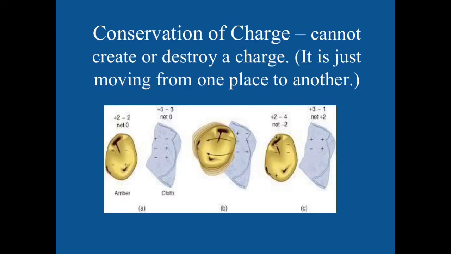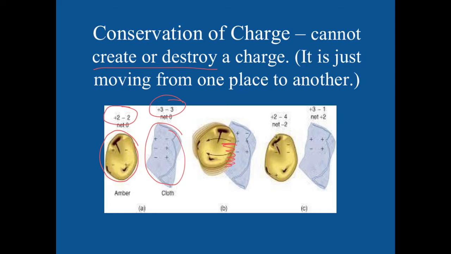Now, just like in chemistry, there's the conservation of matter, we have the conservation of charge, meaning charge is never created or destroyed. It's just simply shifting from one object to another. If you rub amber, which is an old-fashioned stone, with a cloth, you look at their charges like +2, -2, that's neutral, and +3, -3, overall that's neutral.